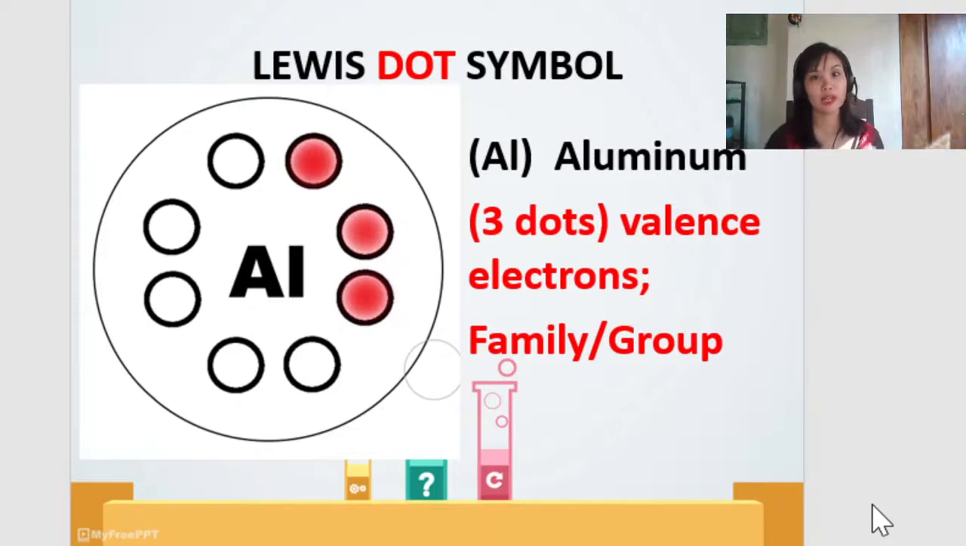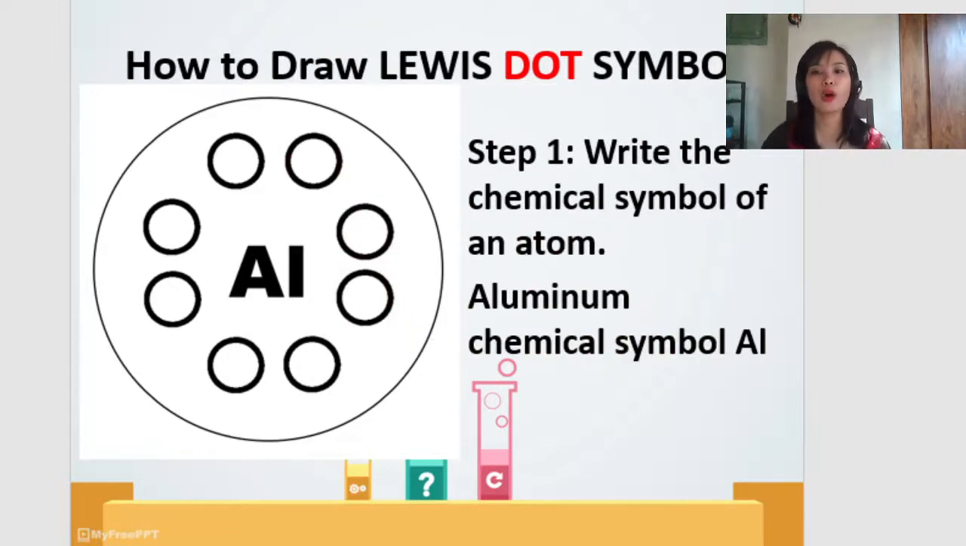If you're going to check again in your periodic table, you will see that, right? I said our previous lesson about mapping the periodic table is a big help for you to relate to this topic. Okay, so moving on, how to draw the Lewis dot symbol. The following instructions will guide you.